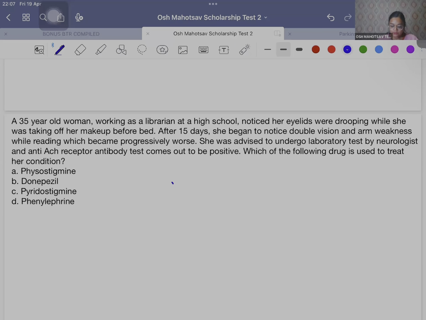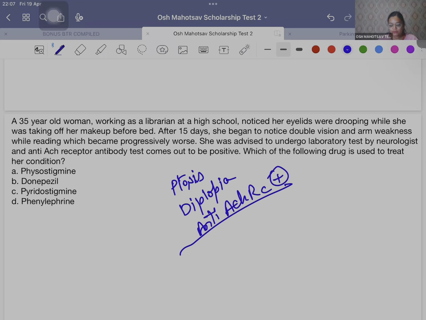So here, in the starting, she has ptosis, then she has diplopia. Okay, after that, in the test, they have written anti-acetylcholine receptor antibody positive. It means the diagnosis is myasthenia gravis. For myasthenia gravis, the drug of choice is pyridostigmine.